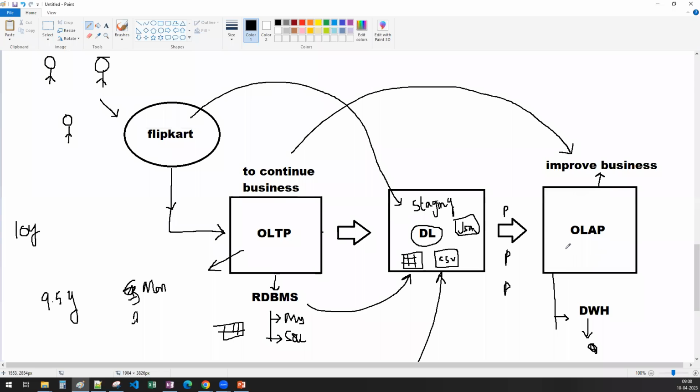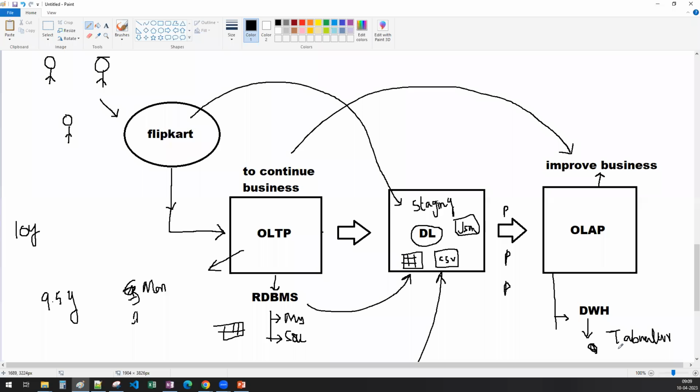Okay, but what is my OLAP? My OLAP is a data warehouse. A data warehouse can only store the data in the form of what? Tables. So that's where again you have to format the data and then send it. So this is a very good thing, sir.